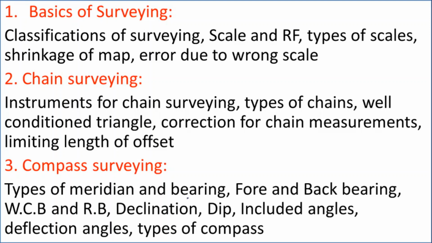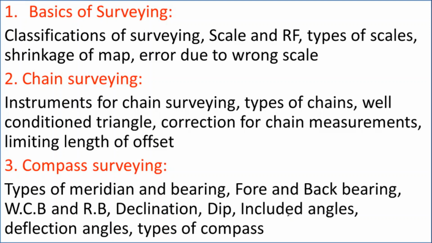Then we are going to see what is fore bearing and back bearing for a given line and what is the relation between them. Then we will see what is the whole circle bearing system and the reduced bearing system, and how to convert from whole circle bearing to reduced bearing and reduced bearing to whole circle bearing. Then we will see what is declination, that means magnetic declination. Then we will see what is dip, and if the bearings are given, how to calculate the included angles and deflection angles. This part of included angles and deflection angles is very important.